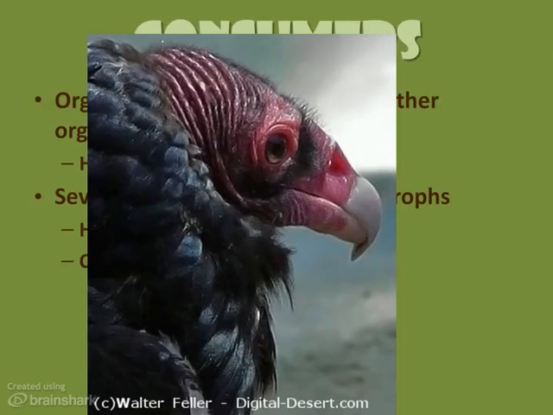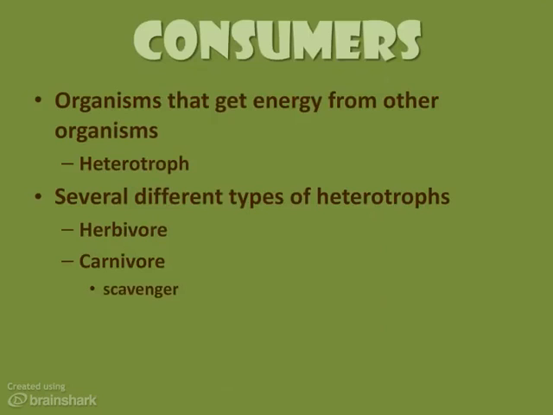How about this guy? He's pretty ugly. It's a face only a mother could love. He's a special type of carnivore, and he's got a bald head for a reason. He is what we call a scavenger. And a scavenger, as I said, is a special type of carnivore. He eats animal material, but he eats animal material that's already dead. And that's why he's got the bald head, so that all that gross stuff that he's sticking his head in doesn't get his feathers all dirty. And that's an adaptation. We'll talk about that later on in the year.